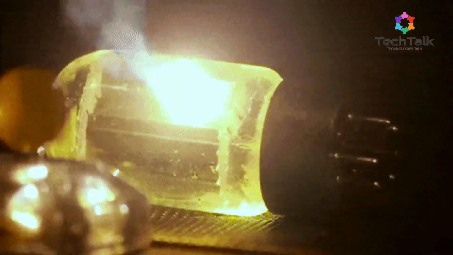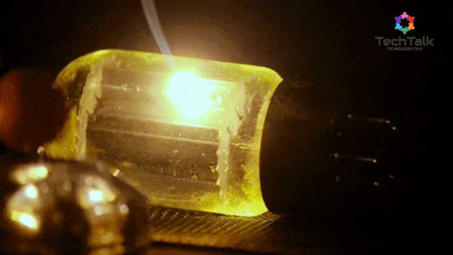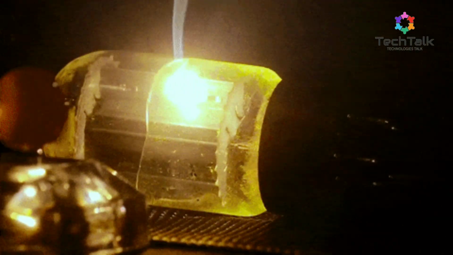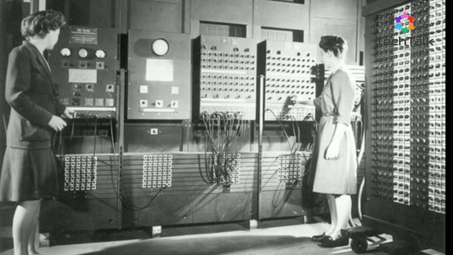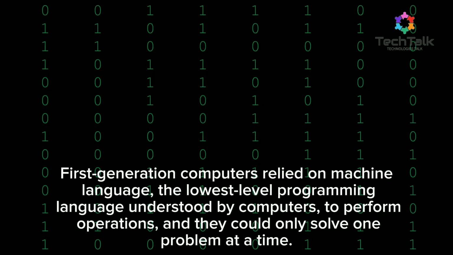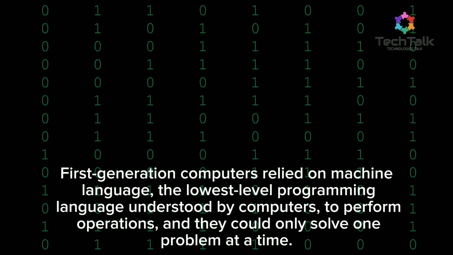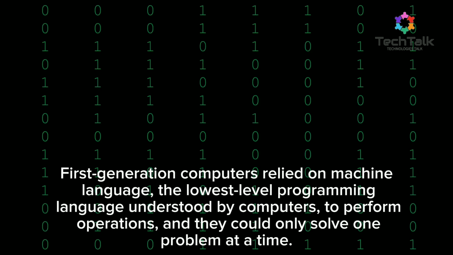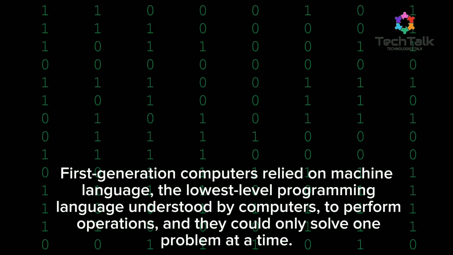These early computers could only perform basic calculations and were mainly used for scientific and military purposes. The maximum internal storage capacity was 20,000 characters. First-generation computers relied on machine language, the lowest-level programming language understood by computers, to perform operations, and they could only solve one problem at a time.